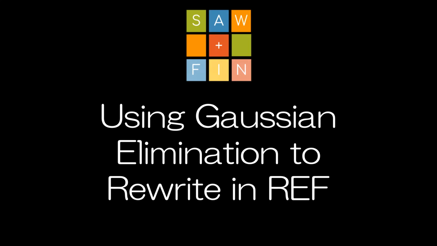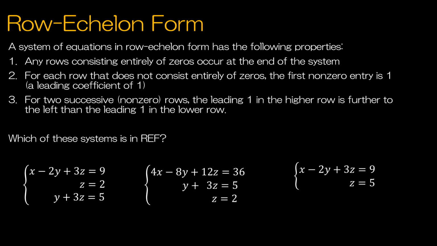Using Gaussian elimination to rewrite a system in row echelon form. We have spoken about row echelon form, but have not given it an official definition. So let's ensure we understand row echelon form before we begin rewriting equations in that form.